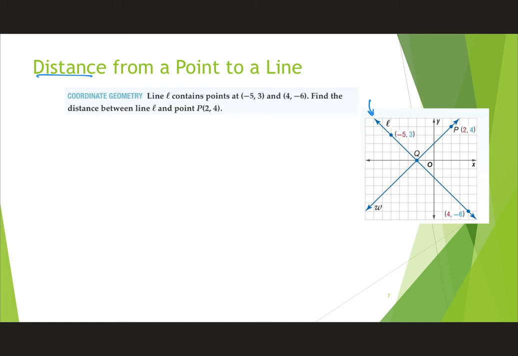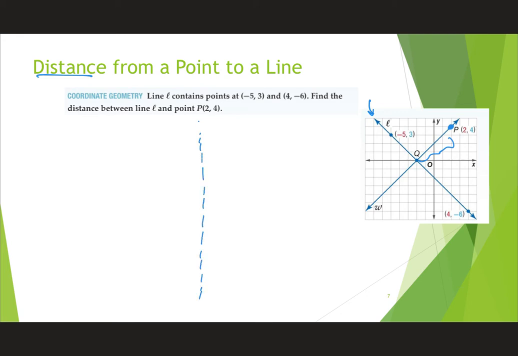I want to find the distance between line L and point P over here. Okay? So this distance is what I'm looking for. Now, as I mentioned earlier, this is really a two-part problem. The first part is going to be to find the perpendicular line. The second part is going to be to find the distance of that line. All right? So here we go.